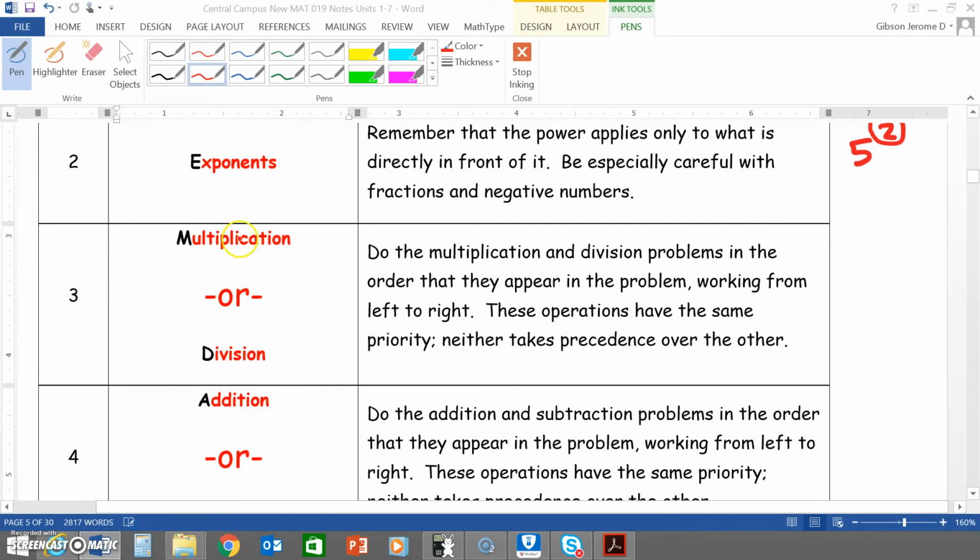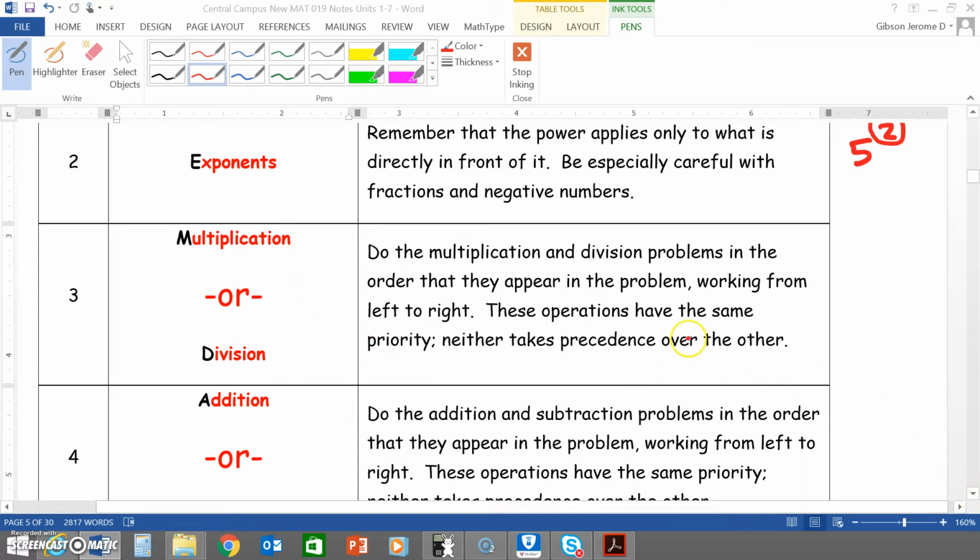It's whichever one comes first from left to right. And here it says do the multiplication and division problems in the order that they appear in the problem, working from left to right. It's like reading a book. You read from left to right, and so you do multiplication or division from left to right. These operations have the same priority. Neither takes precedence over the other. So multiplication is not more valuable than division. Division is not more valuable than multiplication.